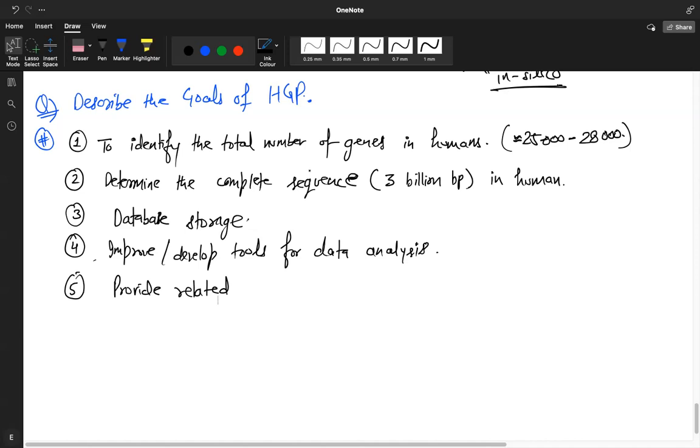No, right? You have to put it in open source, share it with different industries and companies who can come up with plans and ideas to work on it. So provide related technology to the industries, to industrial sectors.